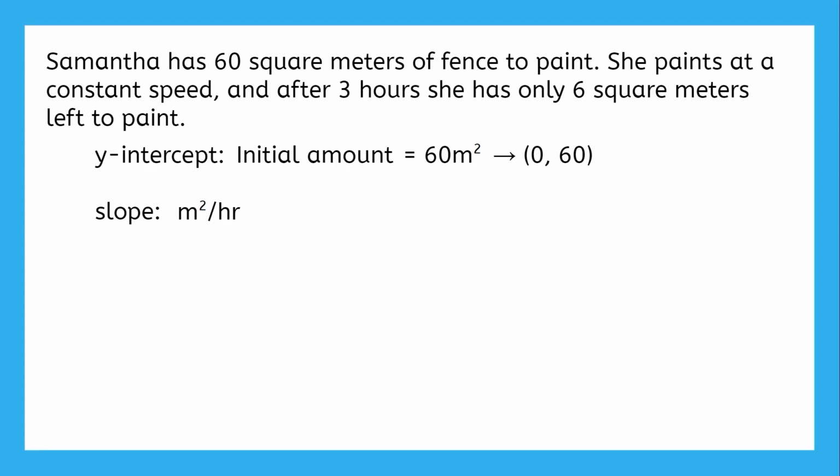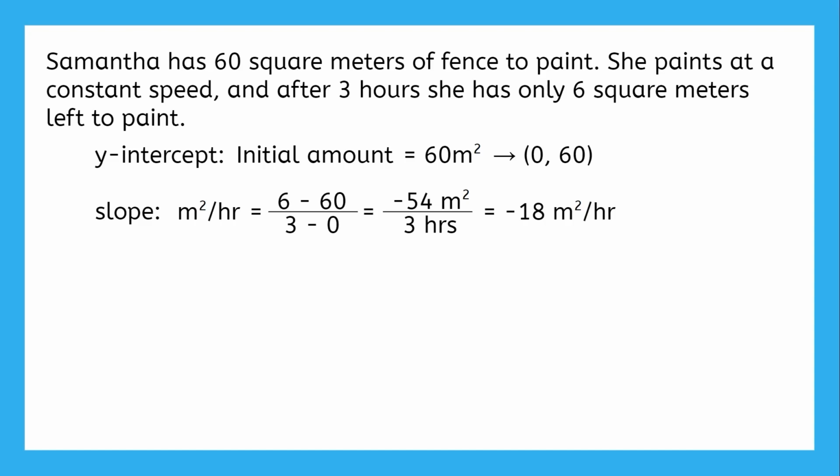The amount left to be painted went from 60 to 6, so it went down 54 square meters, and it took 3 hours to get to that point. So the amount left to be painted is decreasing at a rate of 18 square meters per hour.